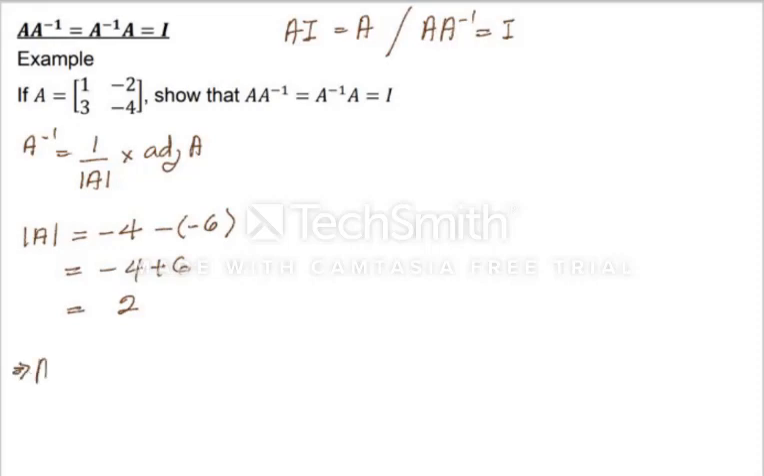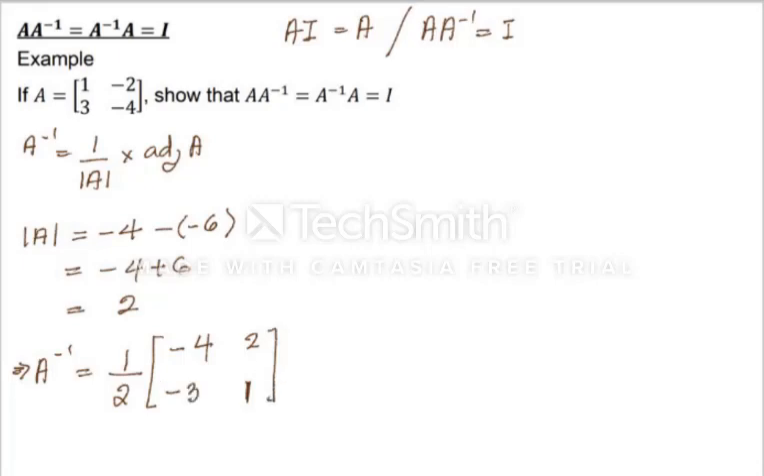Therefore, A inverse would be equal to 1 over the determinant, which is 2, times adjoint A. Now, adjoint A would be, you're going to switch around the leading diagonal elements in A. So this is minus 4, 1. These two elements change position. The other two elements stay where they are, but their signs change. Negative 2 becomes positive 2, and positive 3 becomes negative 3.